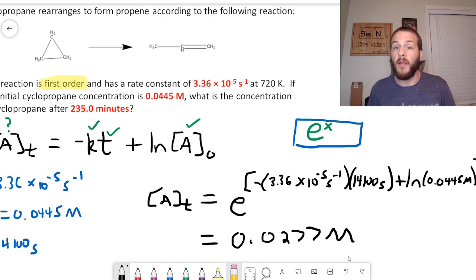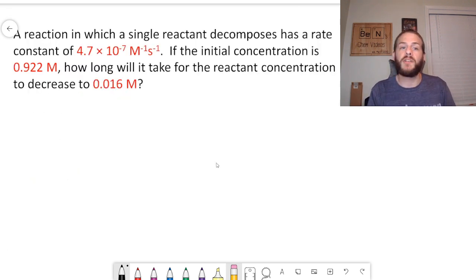So we're going to move on to another problem, which I'll paste on the board here. All right, so this problem tells us that we have a reaction in which a single reactant decomposes, and it has a rate constant of 4.7 times 10 to the minus 7 inverse molar inverse seconds. It says that if the initial concentration is 0.922 molar, then how long will it take for the reactant concentration to decrease to 0.016 molar? So this is another problem in which we're going to use the integrated rate law to solve it.